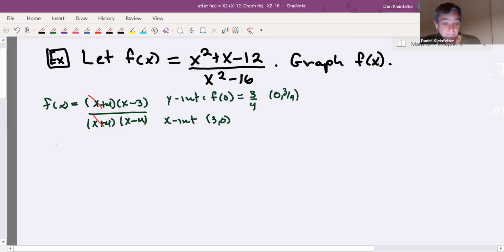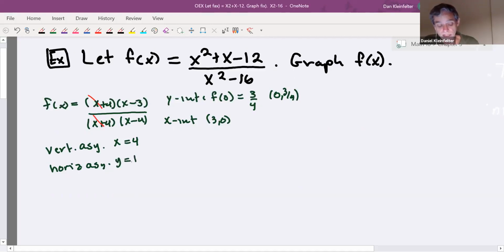Okay, asymptotes. For vertical asymptotes, there's only going to be the 1 at x equals 4. And then for a horizontal asymptote, there will be 1 at y equals 1. Taking a look at the leading coefficients, we have x squared in the top and x squared in the bottom. Coefficient of 1 for each one, so 1 over 1 is just 1, so it'll be just y equals 1.